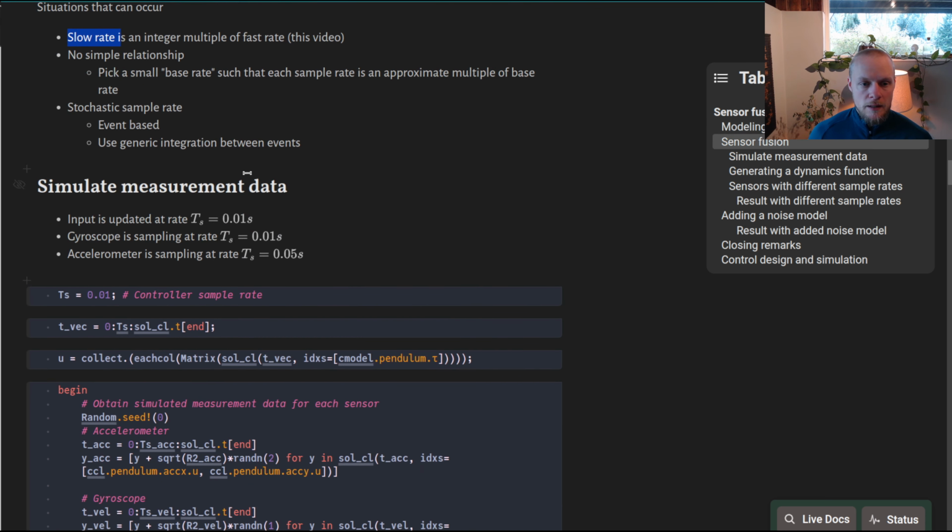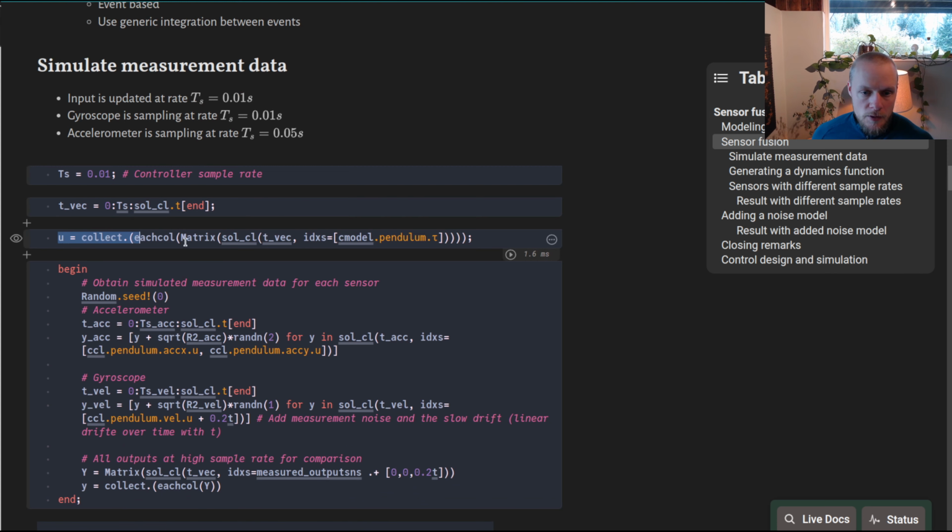So here we will now grab our simulated measurement data. So the control input is updated here at the sample rate. The time interval is 0.01 seconds, so that's 100 Hz. And the gyroscope is also sampling at the same sample rate, so 100 Hz. But the accelerometer is only sampling at 20 Hz, so it's 5 times slower. All right. So I grab some control inputs from my ODE solution from above. So this is now the control input I will use for the filtering.